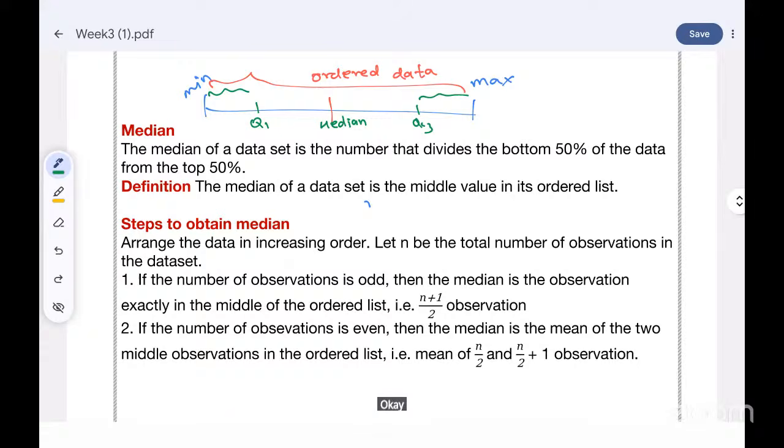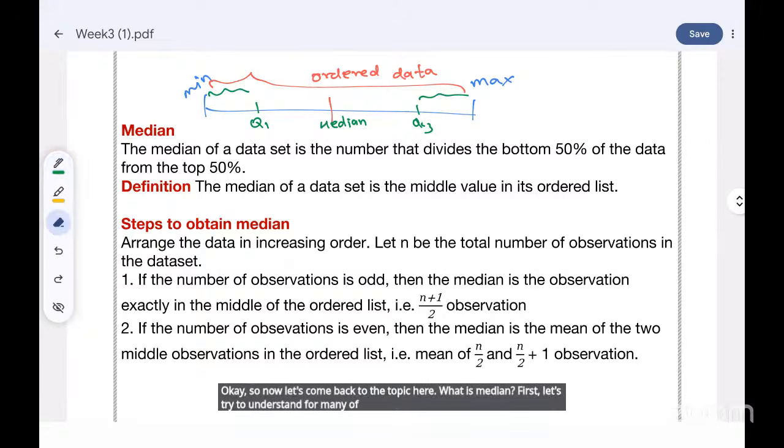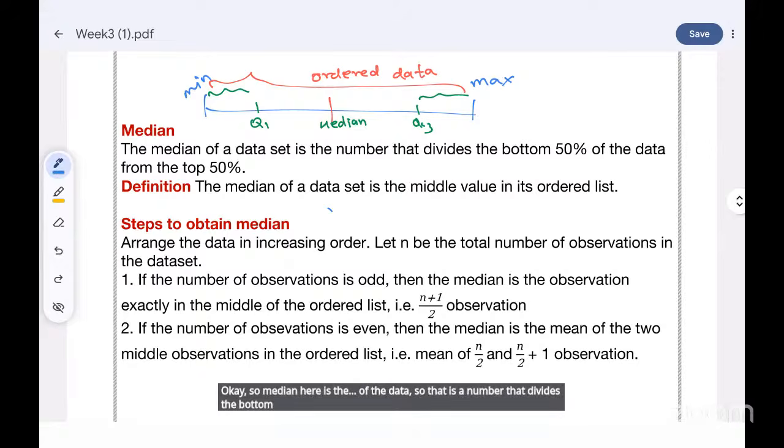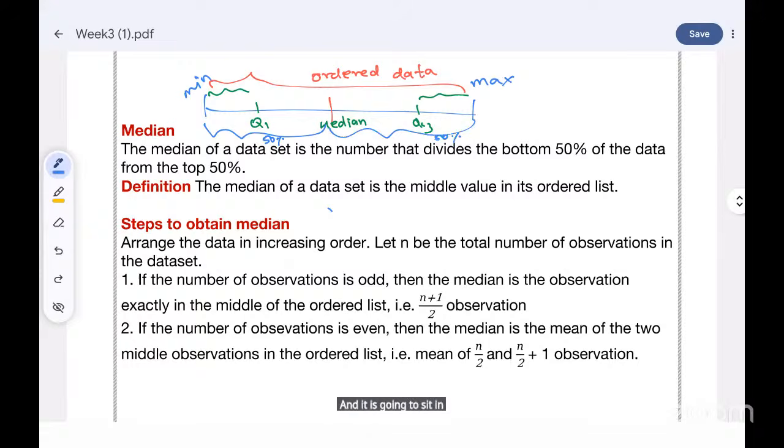Okay, so now let's come back to the topic here. What is median? First, let's try to understand, as many of you may not have seen what median is. The median of a data set is a number that divides the bottom 50% of the data from the top 50% of the data. In an ordered data set, this is the bottom 50% and this is the top 50%, and the median sits in the middle of these two.